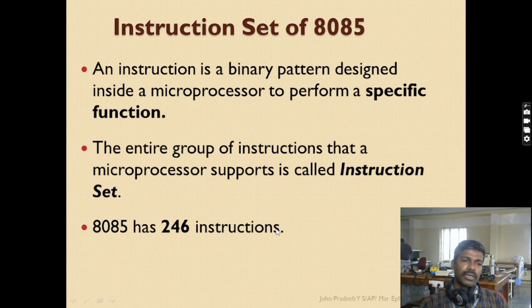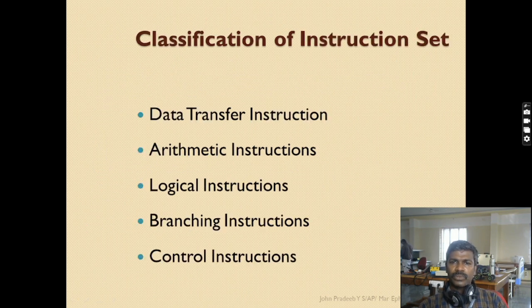The 8085 has 246 instructions. This is the classification of the instruction set, depending upon the working. The first classification is data transfer, the second is arithmetic instruction, the third is logical instruction, the fourth is branching instruction, and the fifth is control instruction. I am giving a little introduction about the different sets.